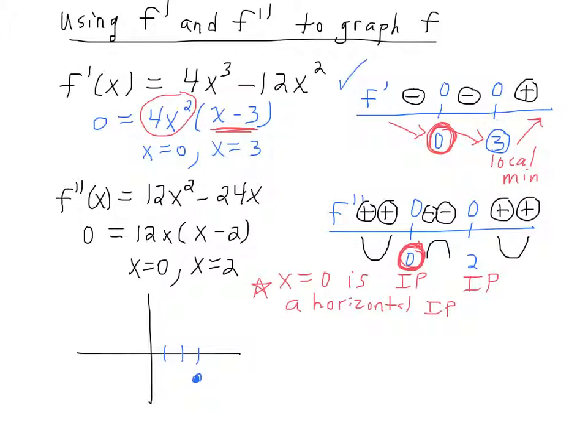Now back over here at 2, we know we have to have a change in concavity. We have an inflection point. And at 0, we need to have another inflection point, but this time a horizontal one. All right, so here's how we do it.